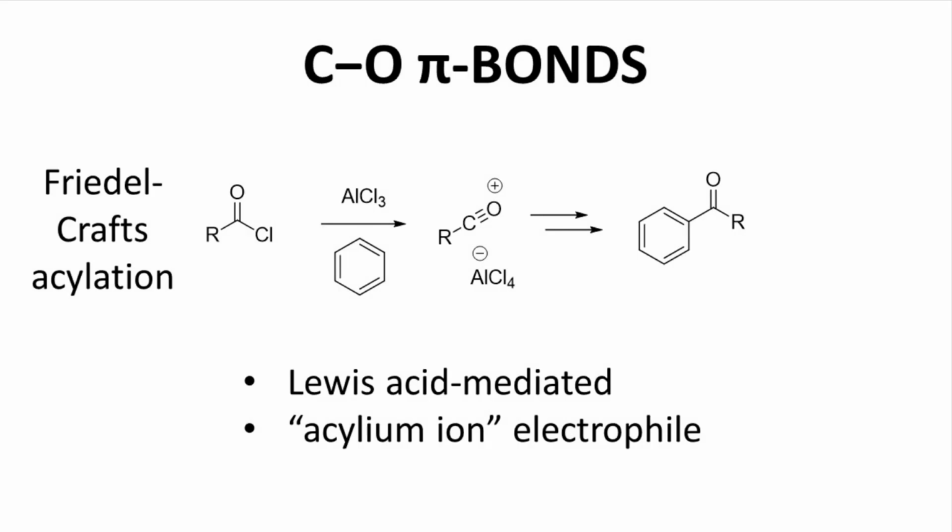The Friedel-Crafts acylation also involves a CO pi bond as an electrophile. In the reaction, an acid chloride loses a chloride to become an acylium ion. Acylium ions are very strong electrophiles, strong enough to coax an attack by a weakly nucleophilic aromatic ring for an EAS reaction. That's it for the CO pi bonds. Let's see some CC pi bond electrophiles.